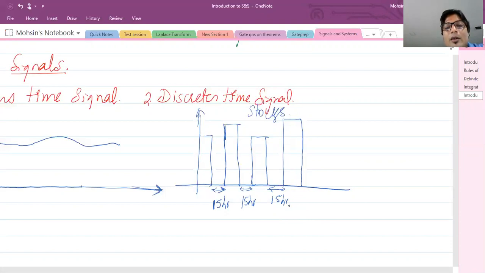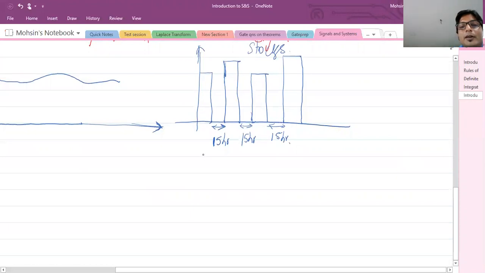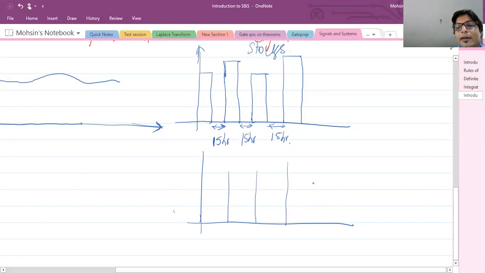So here I have shown it in terms of buildings or blocks. Sometimes this signal can be represented in the form of just an instant, so at only one instant. It can also be represented just by a line indicating that instant, and that line represents the magnitude of the signal here. Now this type of signal can be obtained from the available continuous time signal.